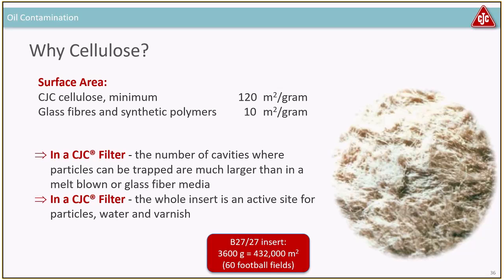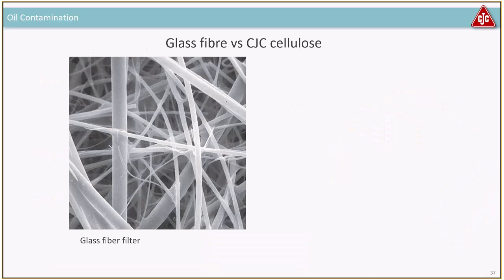If you're using a CJC filter, you're pouring the same amount of oil over a football field. And obviously you're getting a much bigger area where the oil can seep through, and therefore you've got room for much more dirt, much more water and varnish and particles and all that. That's why we're using cellulose.